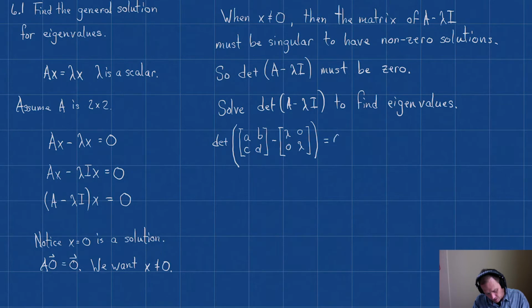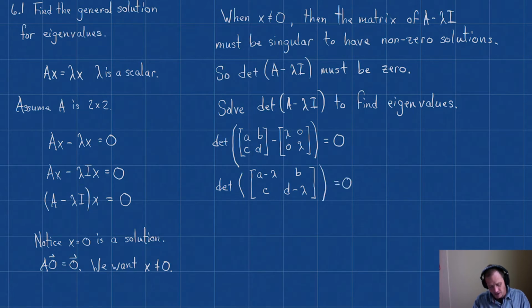Okay, and this has to equal 0. Well, this becomes the determinant of A minus lambda, B, C, D minus lambda, equals 0. Now let's take the determinant. I know that might look a little rough, but it actually becomes quite interesting. If I multiply down the diagonal, I'm going to have A minus lambda times D minus lambda, and then minus the product of the anti-diagonal, that's minus BC, which has to equal 0.